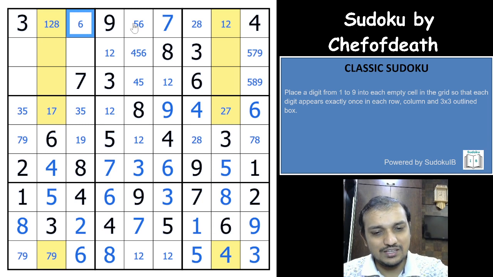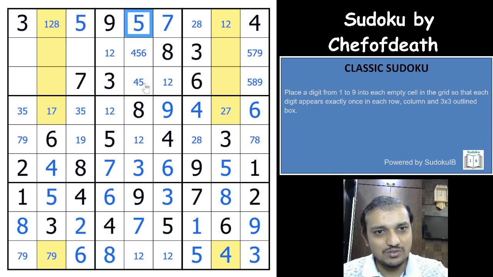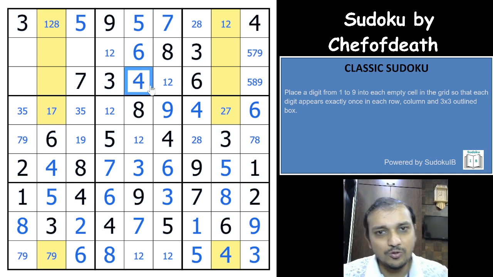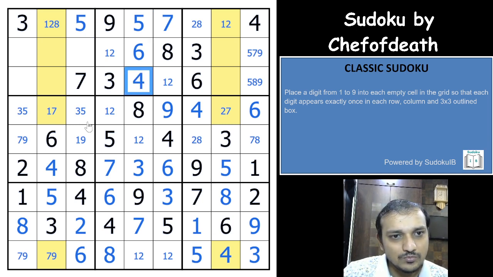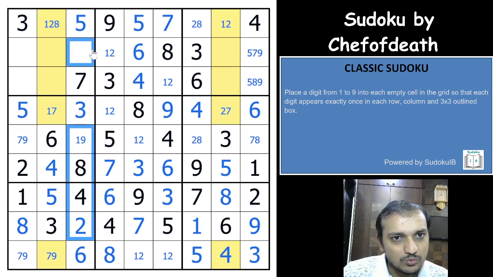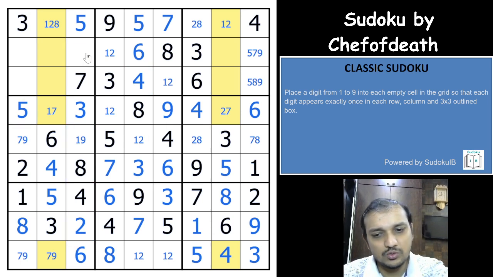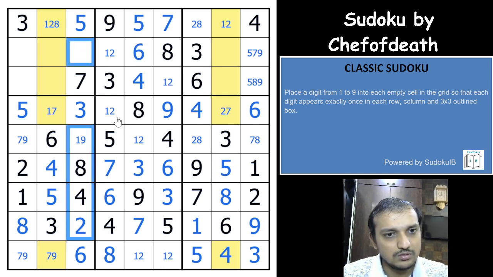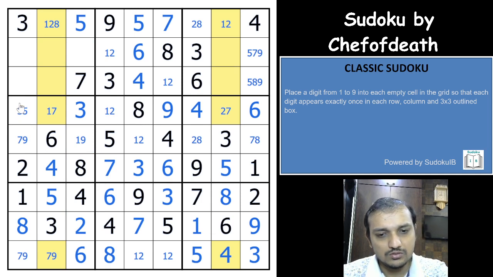This is 5. That's what we were looking for. 4 and 6. So this is 6. That is 4. That is 3. That is 5. 1 and 9 in these two cells. So this is 1, 9. So this is 5. This is 1 and 9.